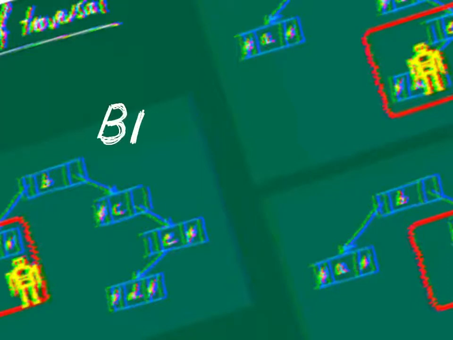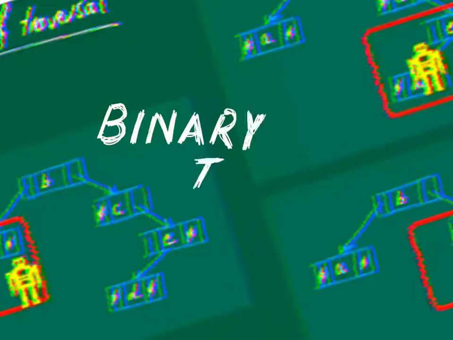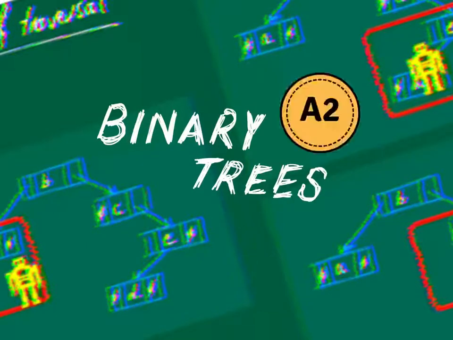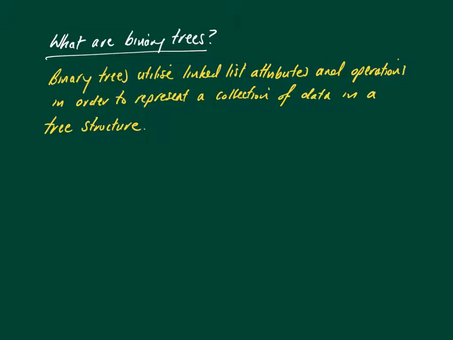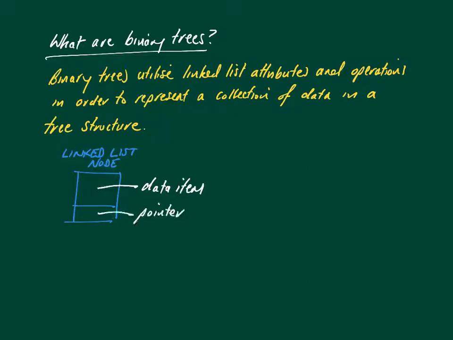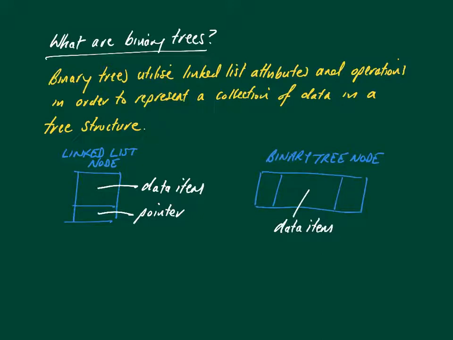In this video we're going to find out more about binary trees and how you can traverse pre-created binary trees. Let's start off by discussing what they are. They basically utilise linked list attributes such as the data item and the pointer, and the operations that you can perform on linked lists in order to represent a collection of data in a tree structure.